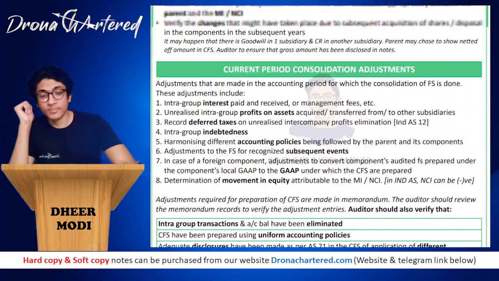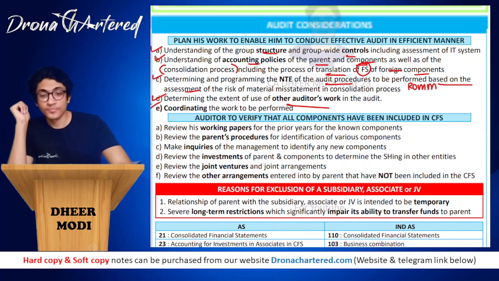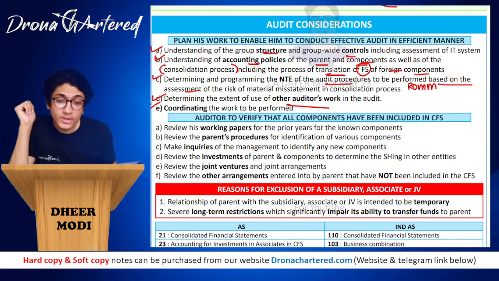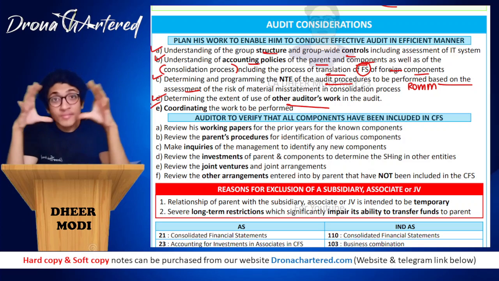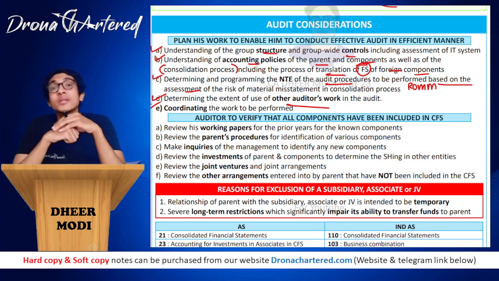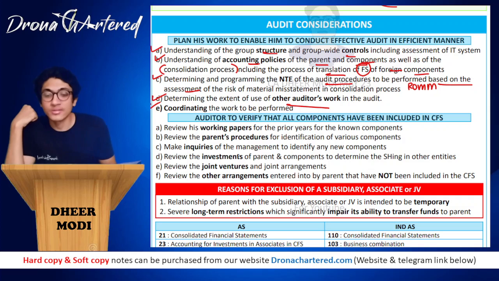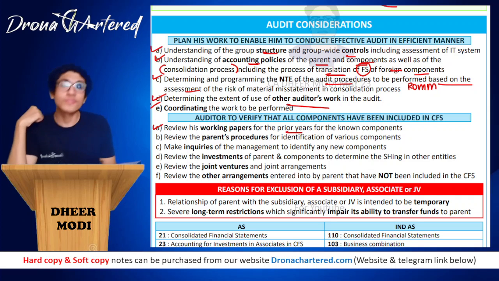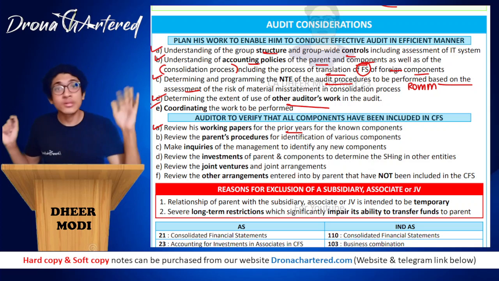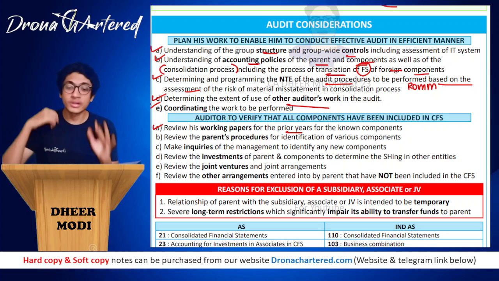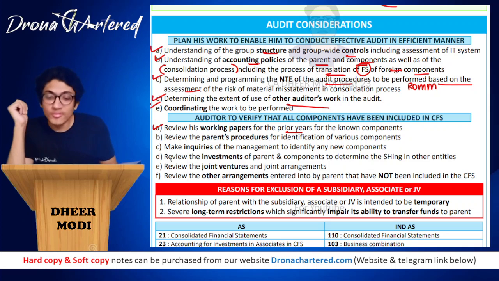Okay, now coming to your next part, considerations with regards to the auditor. To verify that all components have been included in the CFS, he has to check the consolidated financial statement made by management, whether they have included everybody that should have been included or have they skipped someone. So the auditor will have to verify this. How will he verify this? First, he will review his working papers for prior years for the known components. That means if a component was included in the previous year, it should also be included in the current year, unless there have been certain changes. We have either sold it or we do not own a majority percentage. So you will check your working papers of the previous year.